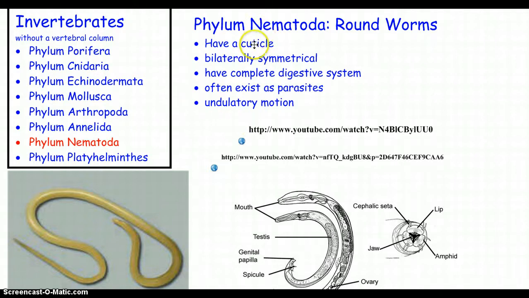They also have a cuticle like plants, which helps them from drying out, and it is also another non-living layer. They're bilaterally symmetrical. They have a complete digestive system, which means they have a mouth, and their digestive tract is basically a big tube that goes from mouth to anus. They often exist as parasites, and they use undulatory motion, which is a thrashing from side to side. They'll contract one side of their bodies and relax the other one, and then they'll do the opposite. It just makes them thrash from one side to the other. They're not very good at going in a certain direction because of the way that they move.